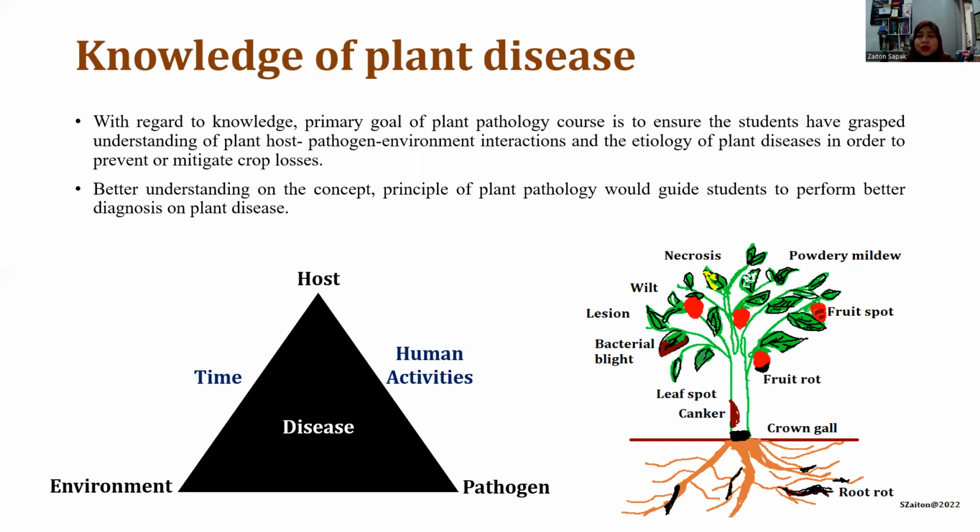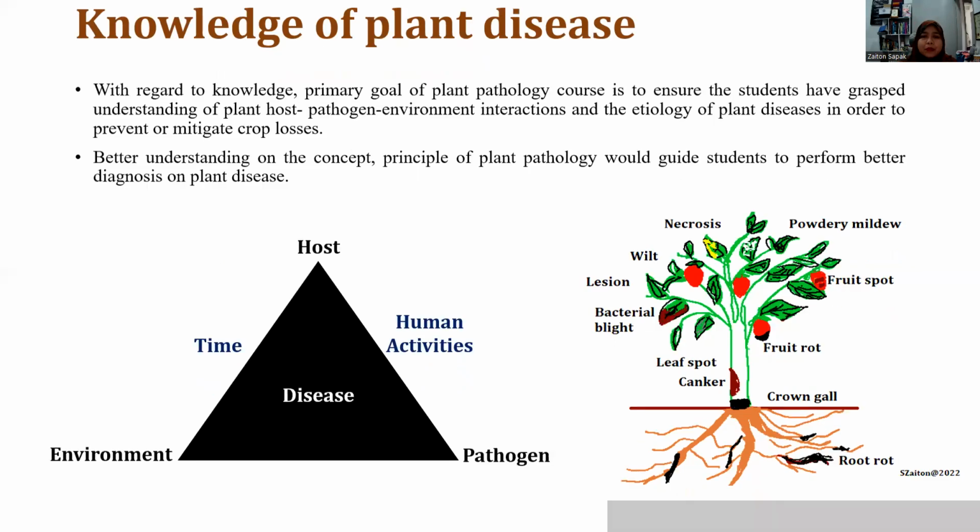The second photo shows that various parts of a plant can be attacked by the pathogen. It can cause diseases, for example powdery mildew, fruit rot, fruit spot, leaf spot, necrosis. Even on the roots, it can cause root rot, and the plant can show symptoms of suffering from the infection. In the end, of course, it will cause yield losses in terms of quantity and quality.